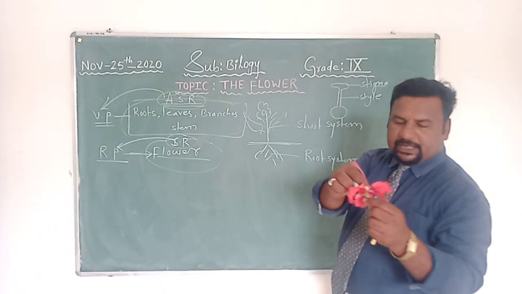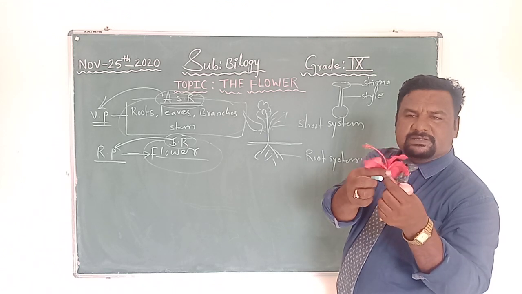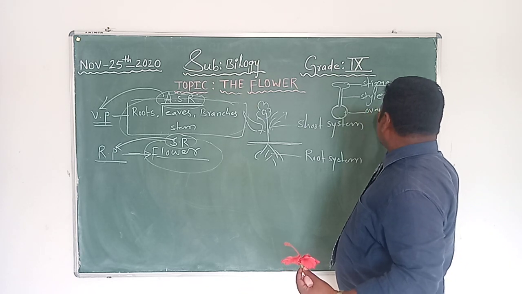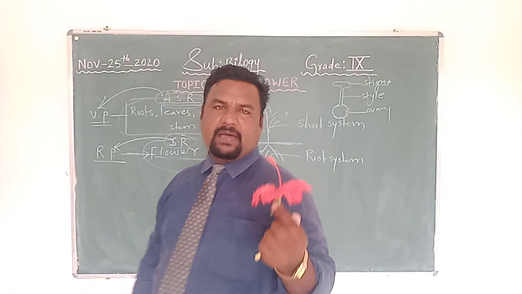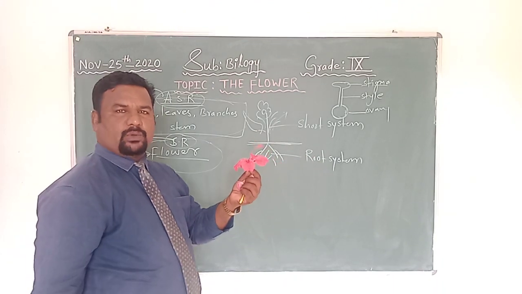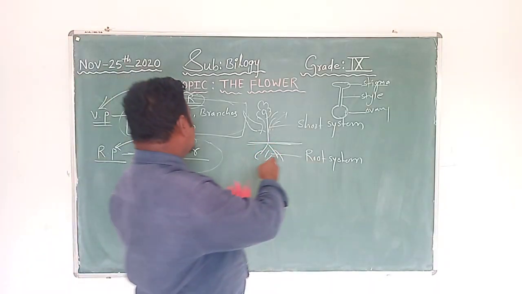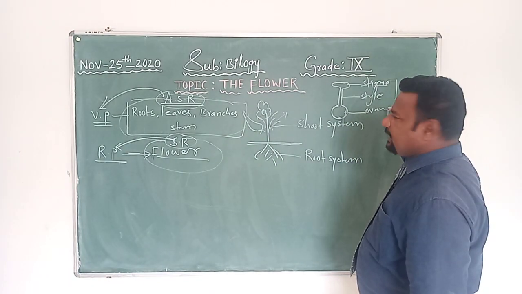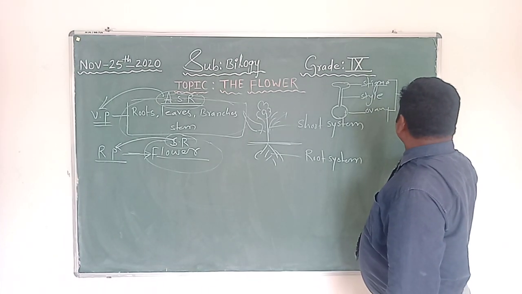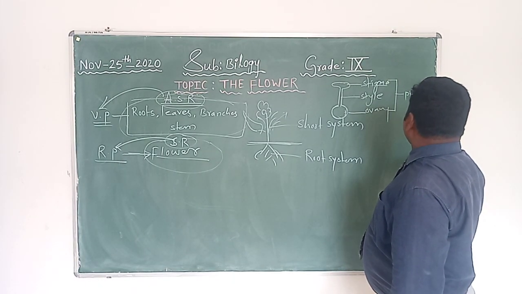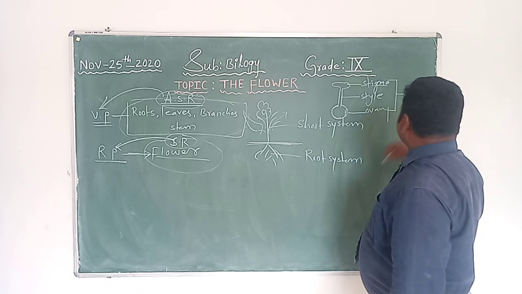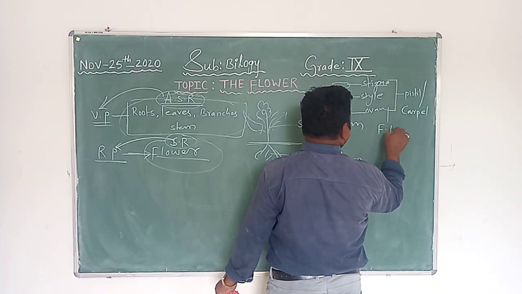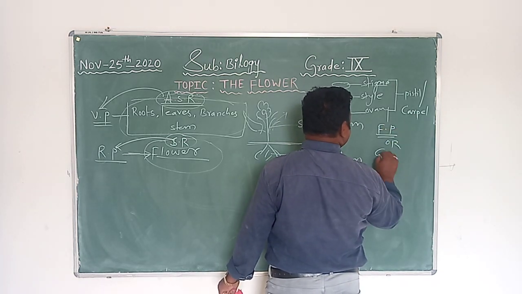Down below, in this part, in the thalamus, this part is covered. This is the ovary. So where is the ovary? The ovary is suspended in the thalamus of the flower. So this is the female part. Collectively stigma, style and ovary we call the pistil, or it can be called the carpel, or the female part, or the gynoecium.